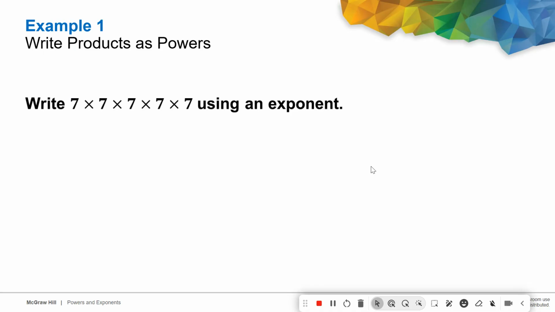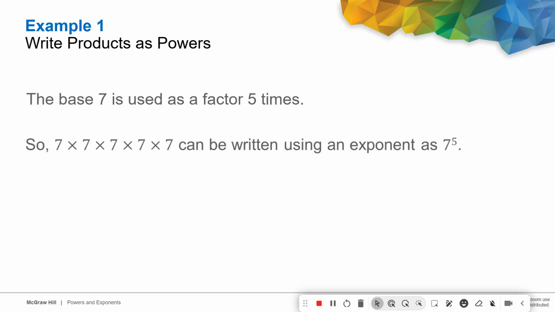So here's example 1. Write products as powers. Write 7 times 7 times 7 times 7 times 7 using an exponent. Now, obviously, we could just solve that without an exponent, but it gets messy, especially as we start to have longer chains of these. So instead of writing it like that and doing all those 7s, we identify that the base is 7, because that's the number that is repeated over and over again, and we can count them, and there are 5 of them. 1, 2, 3, 4, 5. So that means that we can write this like this, 7 to the 5th power. Okay, 7 factors, 5 times.